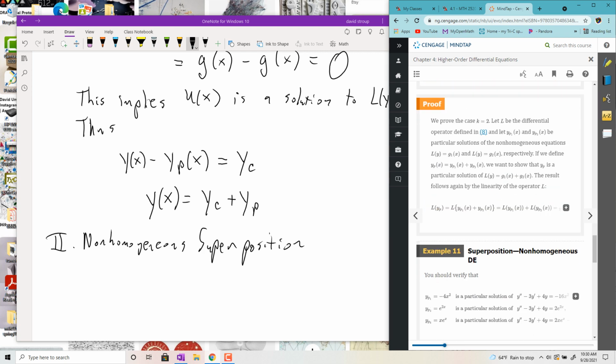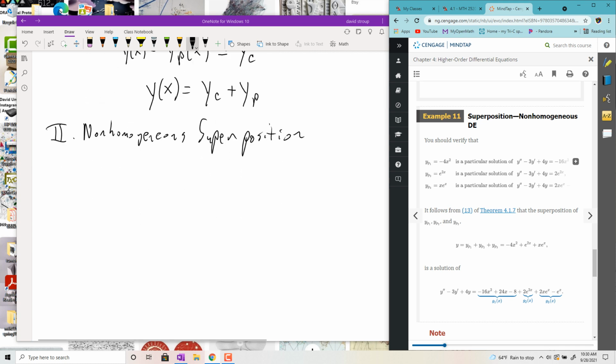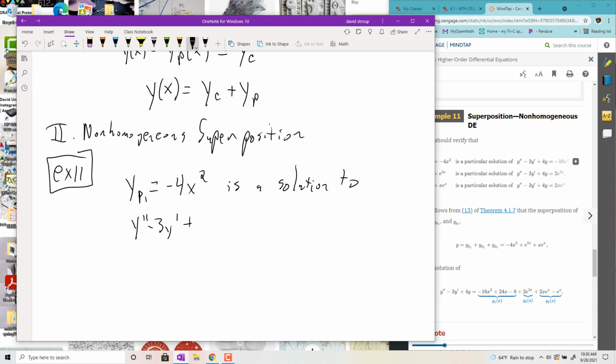Let's see where it is in the book. Yeah, so it's down here. You see it kind of in example 11. So what it works like in this case, we'll say we have different particular solutions. So y sub p sub 1 equals negative 4x squared is a solution to y double prime minus 3y prime plus 4y equals negative 16x squared plus 24x minus 8.